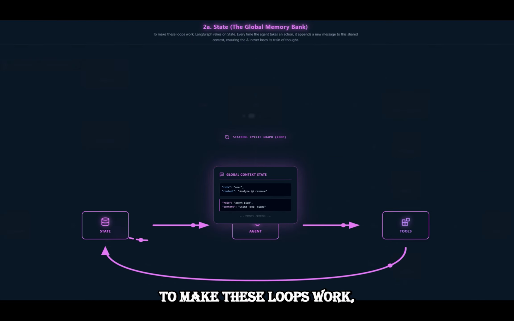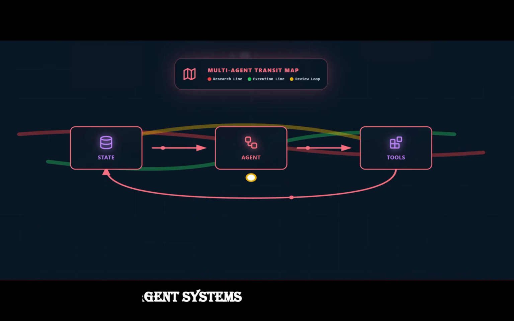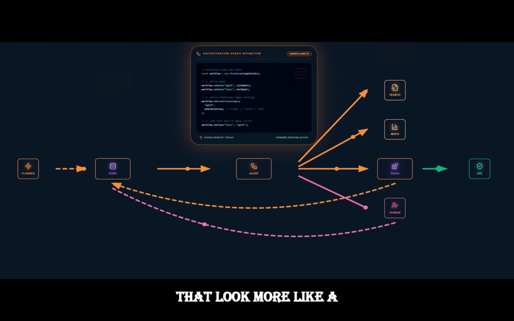To make these loops work, LangGraph relies on state. State is a global memory bank. Every time the agent takes an action, it appends a new message to this shared context, ensuring the AI never loses its train of thought. Because of this memory, we can build multi-agent systems that look more like a complex subway transit map. Data can hop between a research agent, transfer to an execution agent, hit a conditional delay for human-in-the-loop approval, and loop back seamlessly. In code, this is handled through node functions.